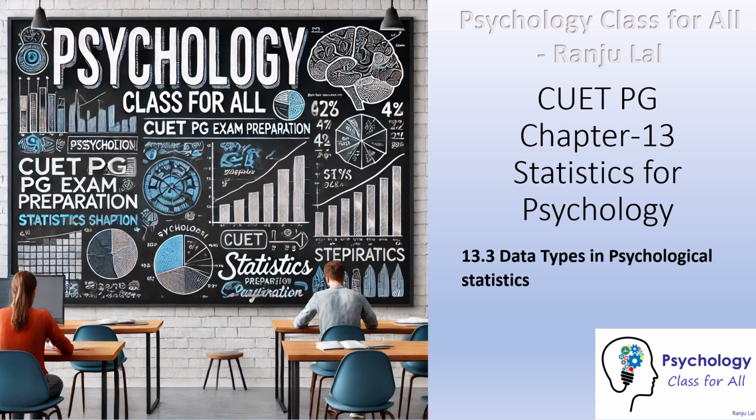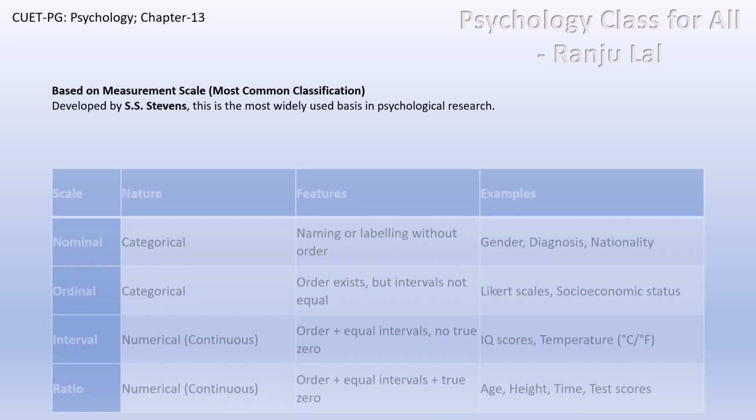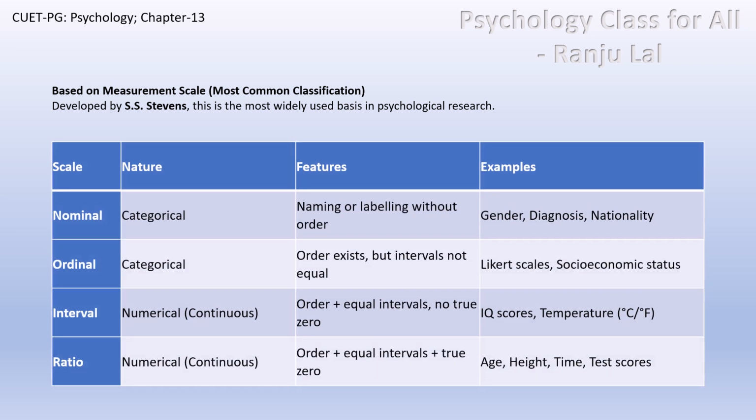So starting with measurement scales. The most widely used classification comes from S.S. Stevens, who proposed four levels of measurement. First is nominal data that deals with naming or labeling without having any order. Its example could be gender or diagnosis. Its nature is categorical. It categorizes the data into different sectors.